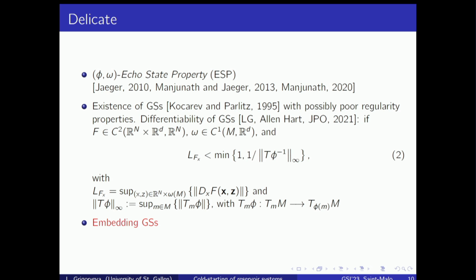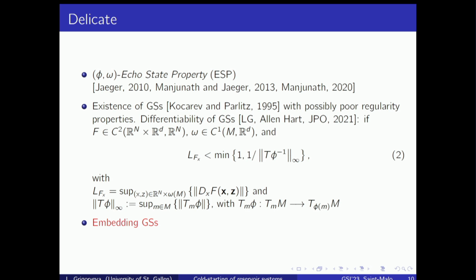We worried about that a little bit in this paper with Alan and Juan Pablo, where we talked about differentiability of GS, and where we spelled out a sufficient condition for differentiability of generalized synchronization, which basically relates the differential of the state map together with the norm of the tangent map of phi. That's not very useful for this talk, but you can go to that paper and check it out if you're interested. However, the embedding is still missing.